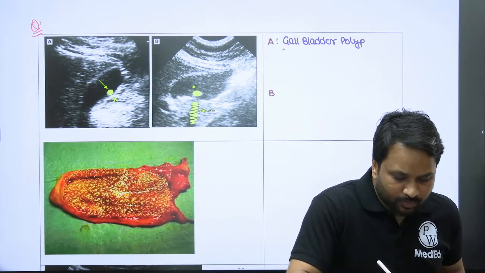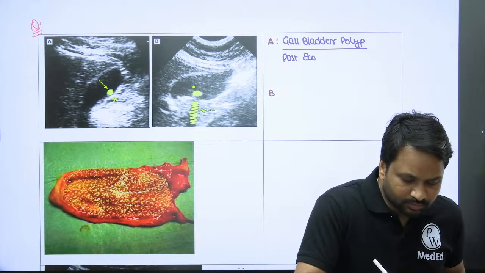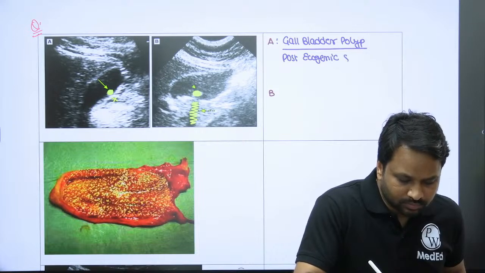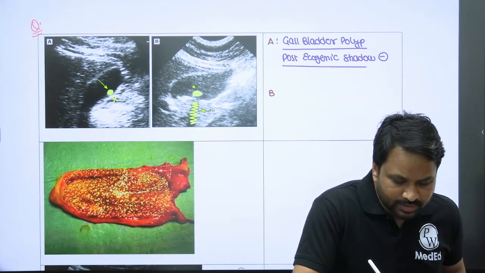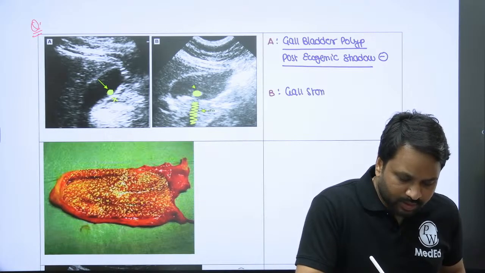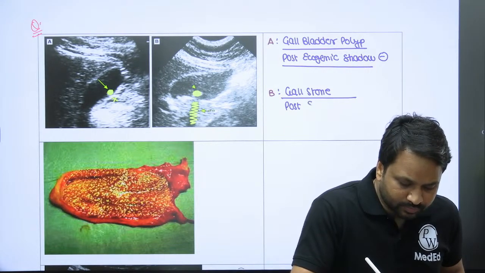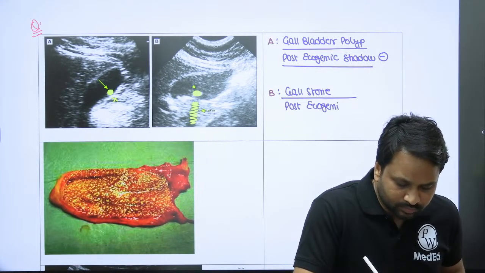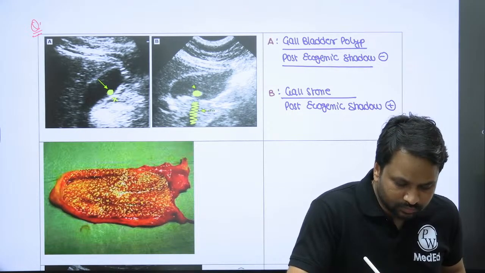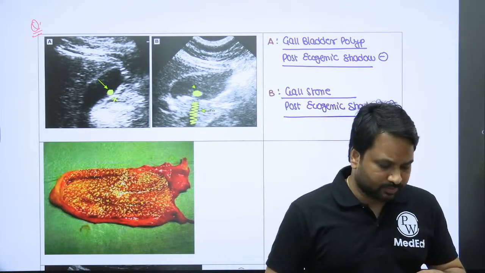In a gallbladder polyp, posterior acoustic shadow is absent. In the other image, it is your gallstones. In gallstone, posterior acoustic shadow is present. Okay.